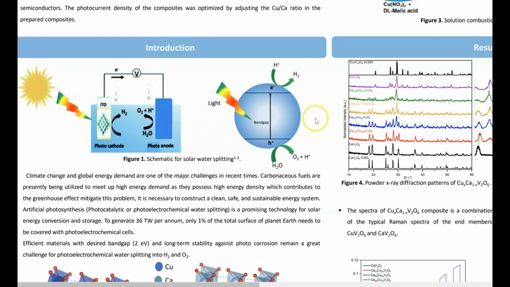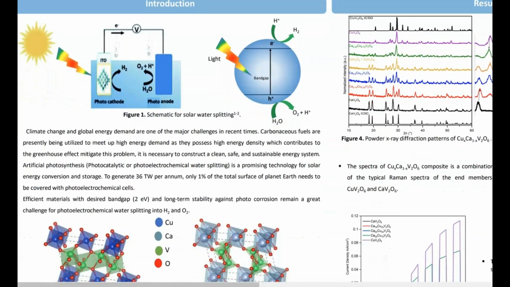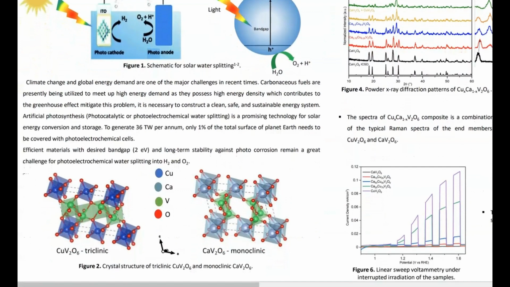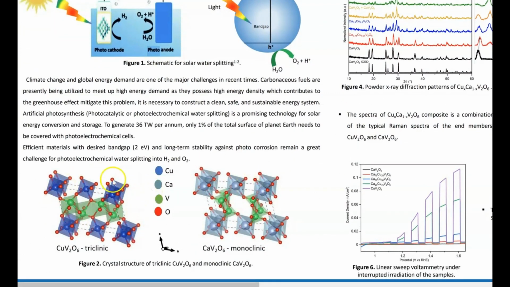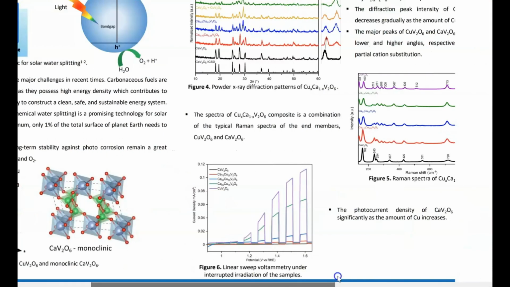This second image shows a closer detail of what is really happening. When we shine sunlight, an electron is excited to the conduction band, thereby creating a hole in the valence band, which are then used for HER and OER. The next images show crystalline structures of CuV2O6 and CaV2O6. Copper metavanadate has a triclinic structure, while calcium metavanadate has a monoclinic structure.